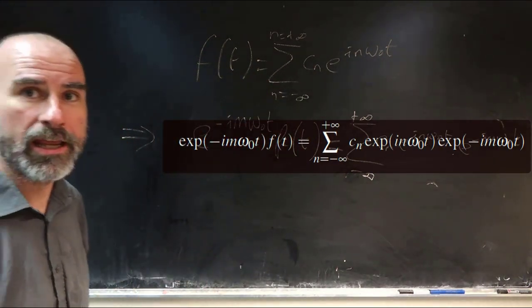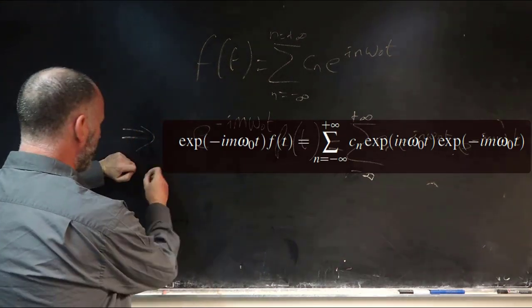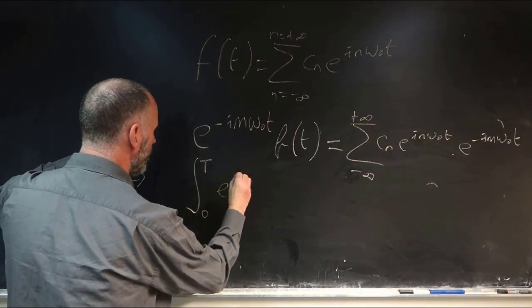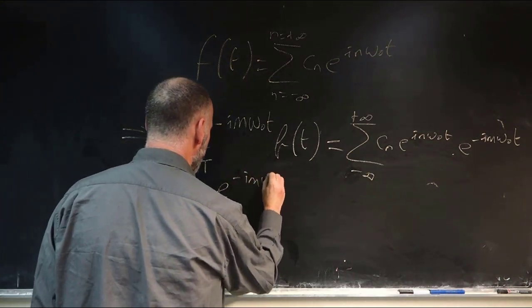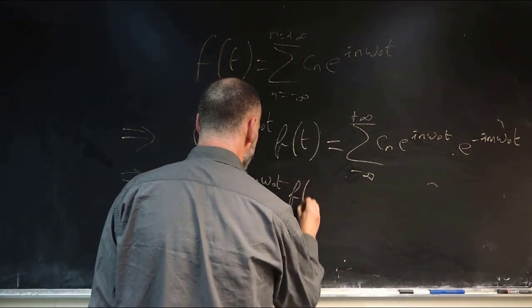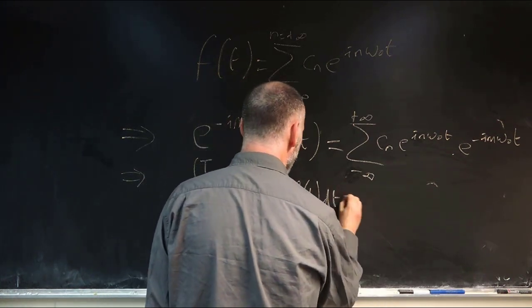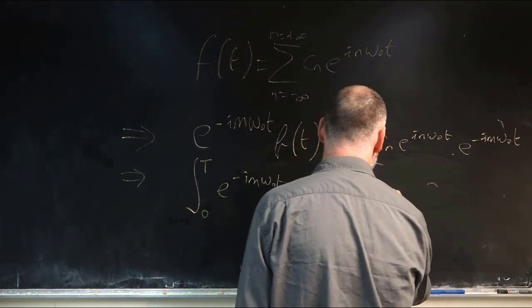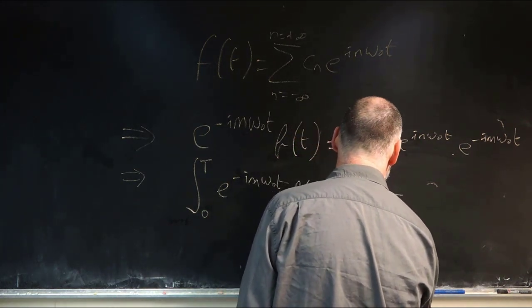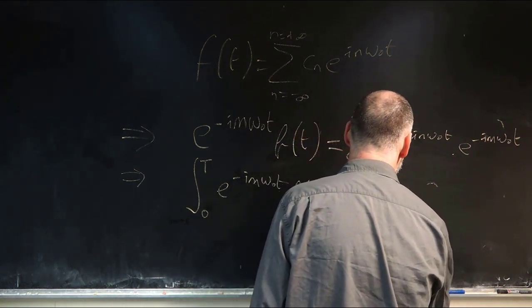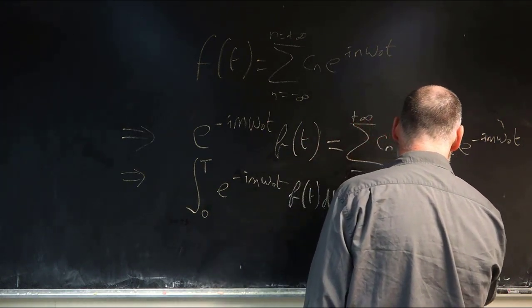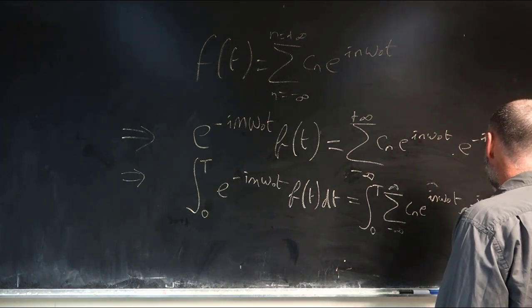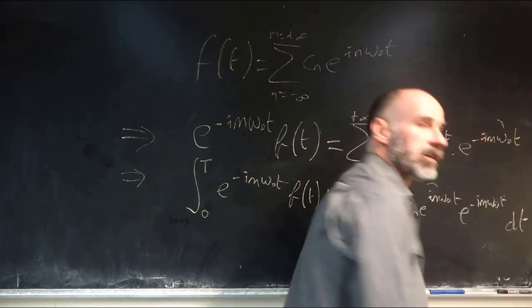Now what we're going to do is integrate both sides over a period. So let's do that. The integral of e to the minus i m omega 0 t times f of t dt is equal to, well, let's just put an integral sign in front of that for now, from minus infinity to infinity, the sum of c n e to the i n omega 0 t times e to the minus i m omega 0 t dt. Can you see that?